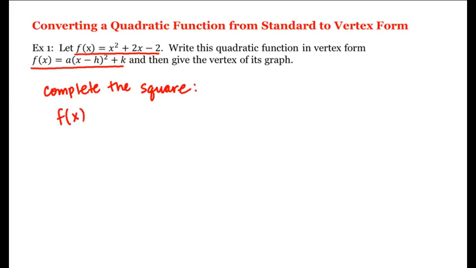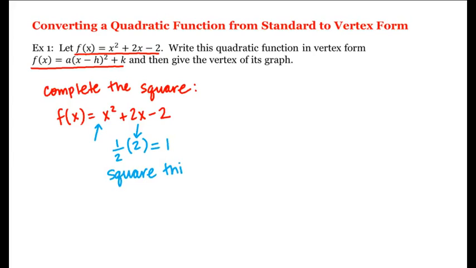So we're starting with f of x is equal to x squared plus 2x minus 2. And then the first step in completing the square is to make sure that the coefficient of this square term is 1, which it is here. And then we take 1/2 the coefficient of x, which in our case is 2. This gives us 1. And then we square this. So we have 1 squared is equal to 1.